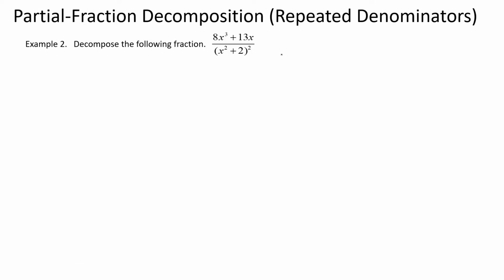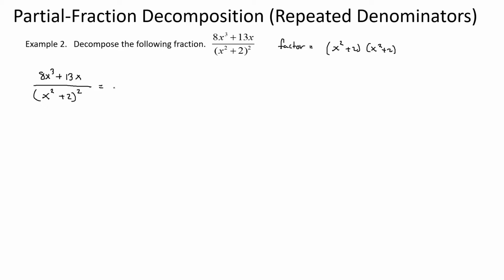So now we have (8x^3 + 13x) over (x^2 + 2)^2. In this case, your factor is already kind of given to you. It's (x^2 + 2) times (x^2 + 2). You can see that x^2 + 2 is repeated twice. So you could start off with (8x^3 + 13x) over (x^2 + 2)^2.